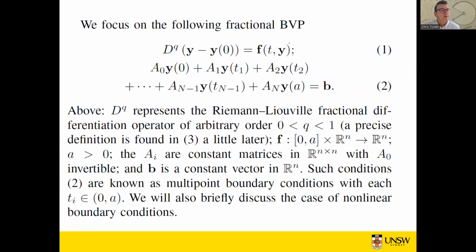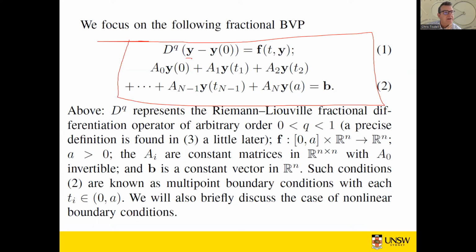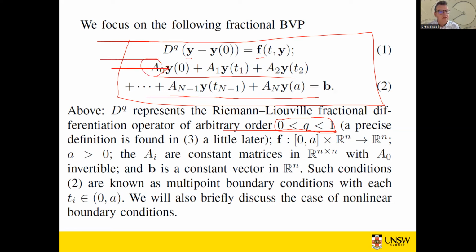So the boundary value problem that we're going to look at is contained here. y is a vector valued function, so is f. q, the order of the differential equation, is between 0 and 1. And these are the boundary conditions. You can see that they're multi-point boundary conditions. The coefficients are matrices. We assume that the first coefficient is invertible. And so the question is, how can we count the number of solutions to this problem?